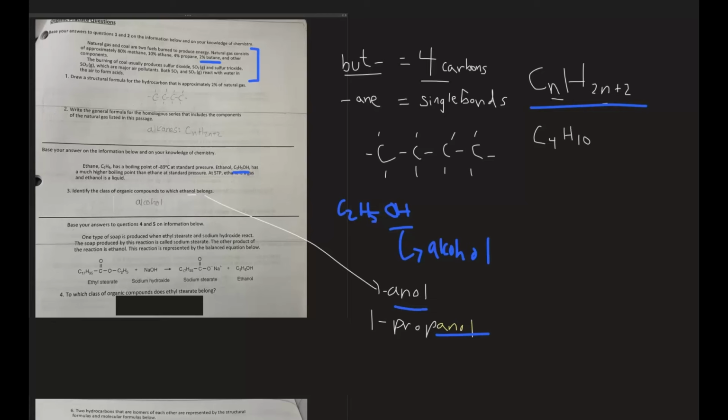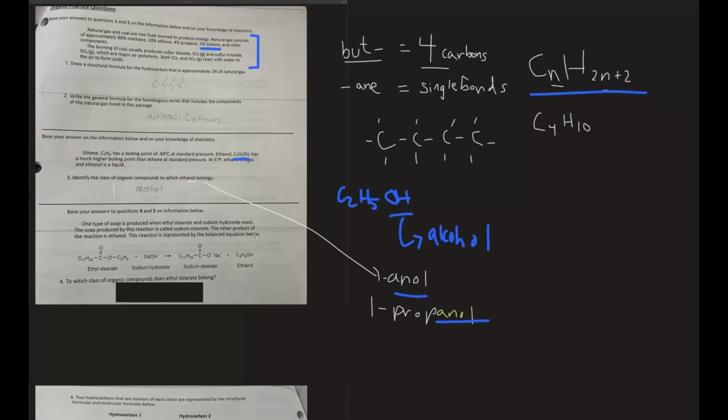All right, number 4, to which class of organic compounds does ethyl stearate belong? So where is ethyl stearate? So ethyl stearate is this thing right here. And so we're just going to look at this structural formula and figure out what class it belongs to.